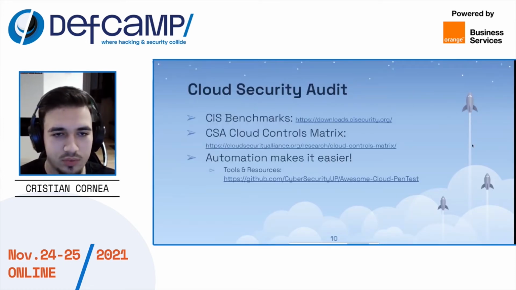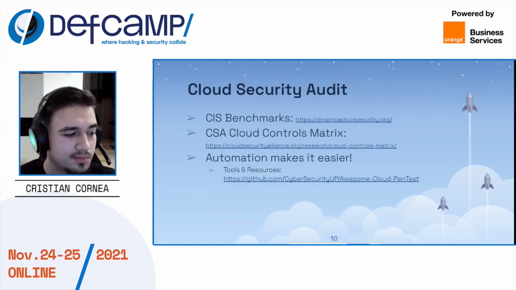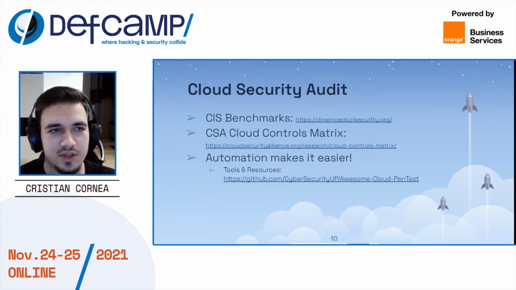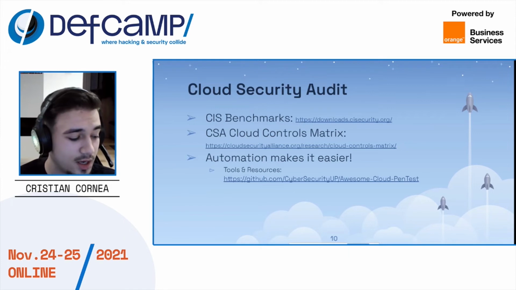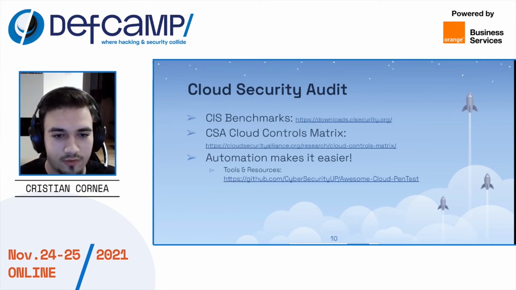So how can we do a cloud security audit? It's very simple. We can do it through CIS benchmarks. We can take a look at the CSA cloud controls matrix, which defines some best practices for developing a good and secure cloud. And we have some automation that can be very, very helpful for us. We have tools and resources that can be found on GitHub or on this link.